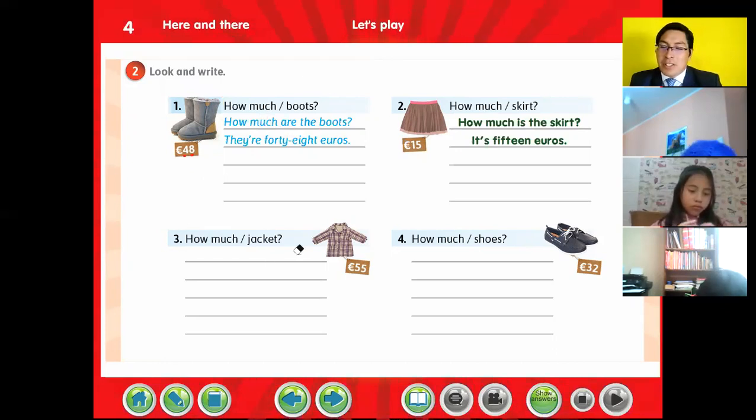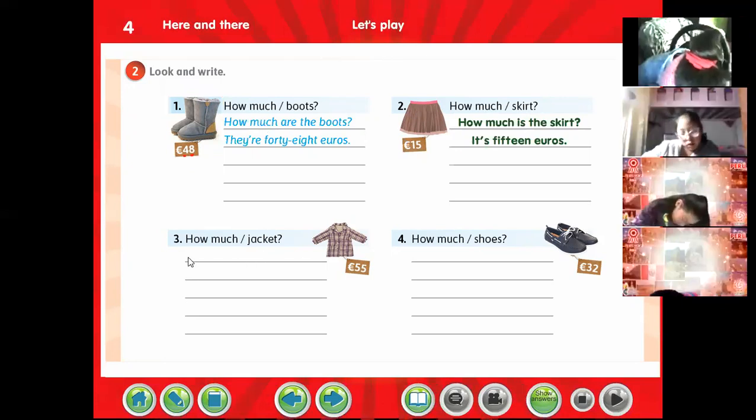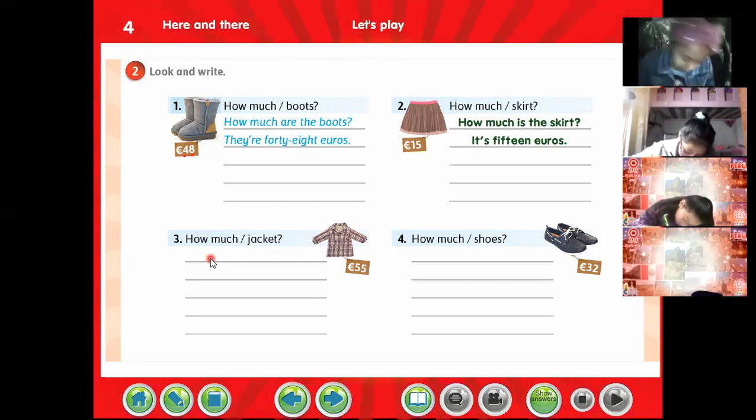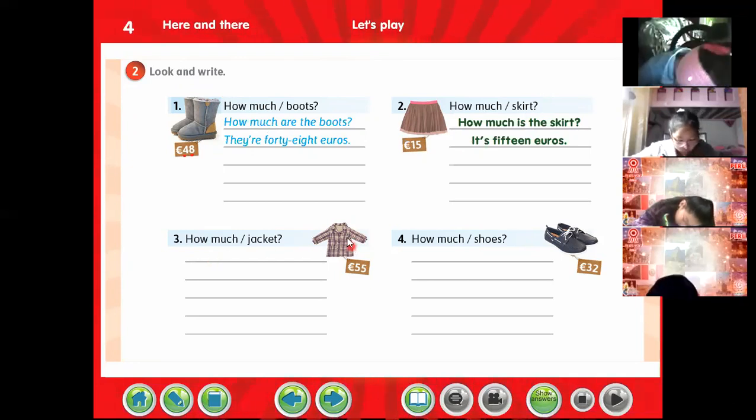Yeah, raise your hand, please. Other student for the number 3. Number 3, other student, please. Tell me, how much? This is a jacket, no? Jacket.